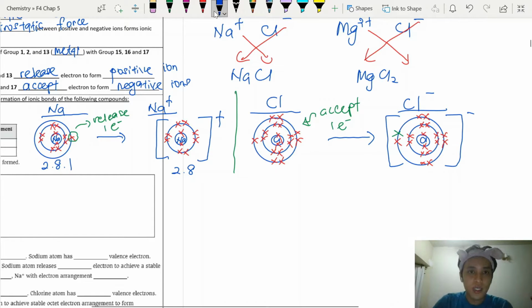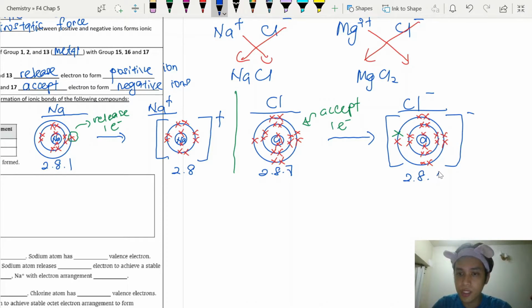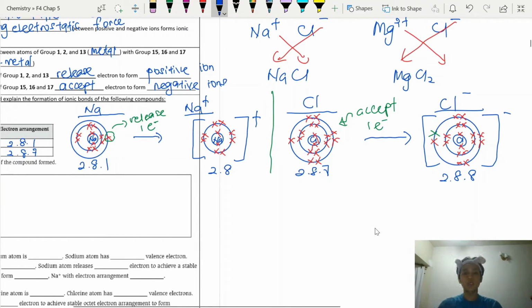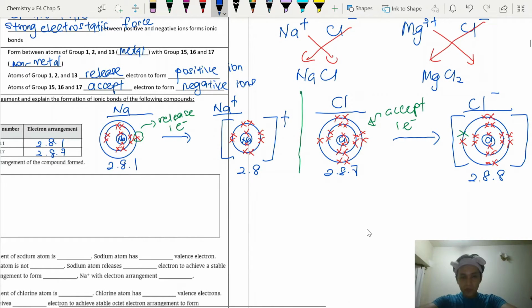Okay, so let us look at the electron arrangement here. This is 2, 8, 7, whereas this one, since I already accepted 1 electron, becomes 2, 8, 8. Okay, so now I'm going to combine these two things. I'm showing you step by step, to show you how you get your sodium chloride. More or less you already know, but I'm just showing you.